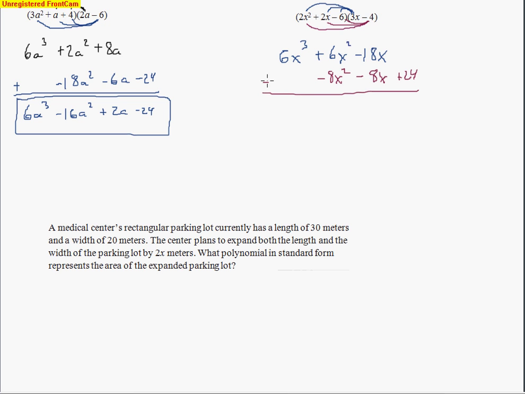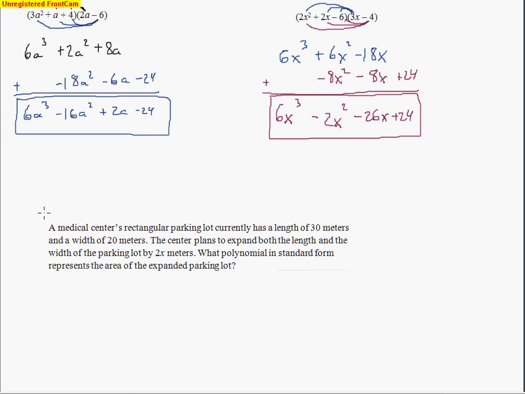So I get to go ahead and add this stuff up. So I'm left with 6x to the third minus 2x squared, opposite sign, so I subtracted. Same sign here, so I add, so that's going to make a 26. So minus 26x and then plus 24. And that's going to end up being the solution, or at least the product.